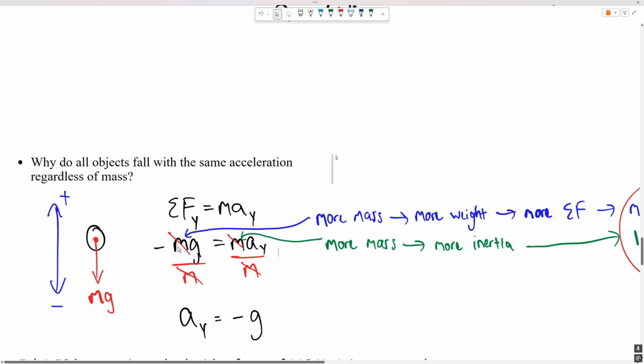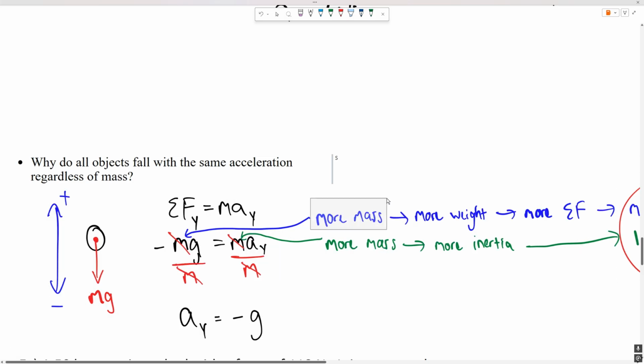Well, notice, what do both of these terms have? They both have mass, so we could divide both sides by mass, canceling them out, which says that the acceleration in the y direction is equal to negative g, just the acceleration due to gravity, which would be our 9.8 on Earth. Okay, so this is kind of a mathematical explanation. So what about a more conceptual explanation?